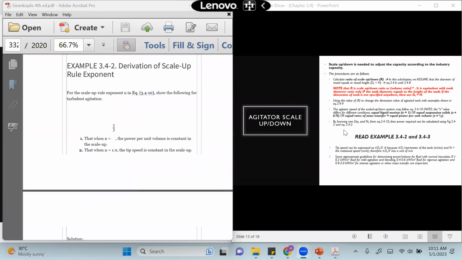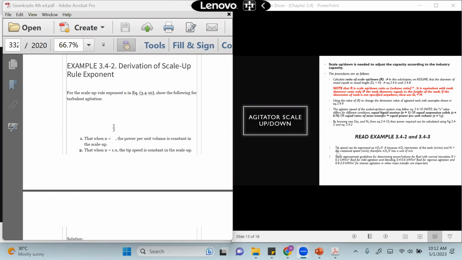Now, by knowing the new agitator diameter and the new rotational speed after scale up or scale down, the power required can be calculated using figure 5 and equation 2. Okay, so now we read example 2 and 3, but before that, I want to give you some notes.